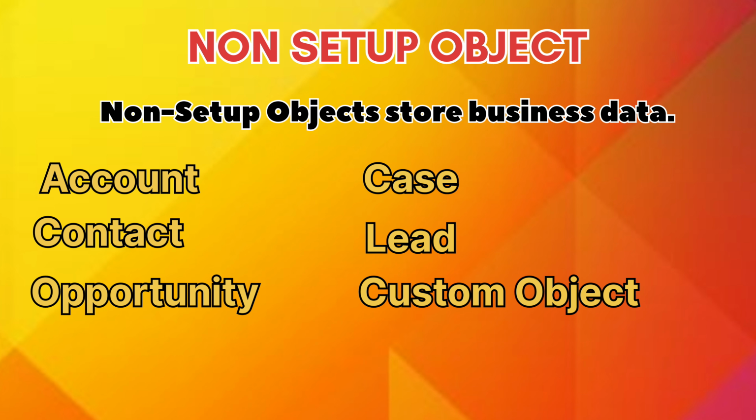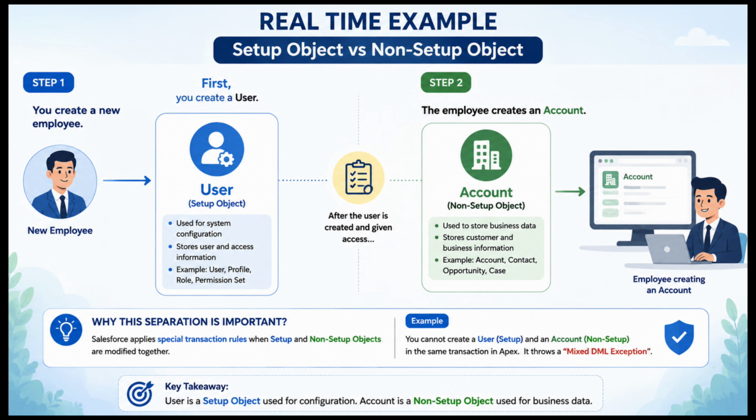So let's take one real-time example for setup and non-setup objects. Suppose you create a new employee. First, you need to create a user. User is a setup object. Then the employee creates an account. Account is a non-setup object. This separation is important because Salesforce applies special transaction rules when setup and non-setup objects are modified together. That is the mixed DML exception.